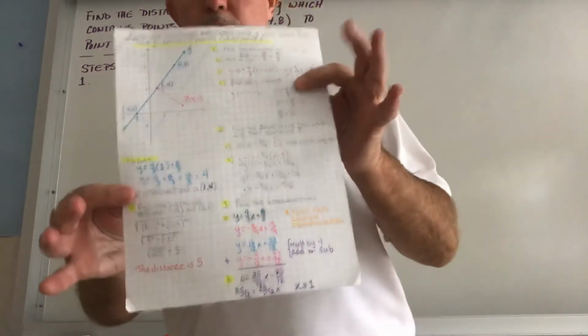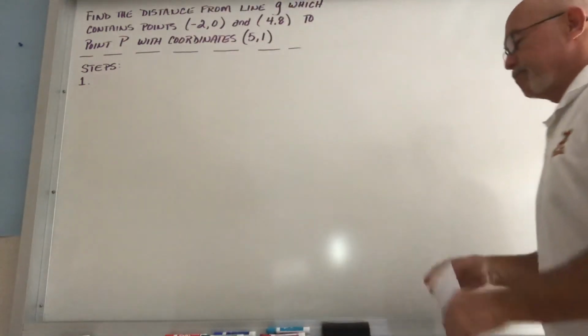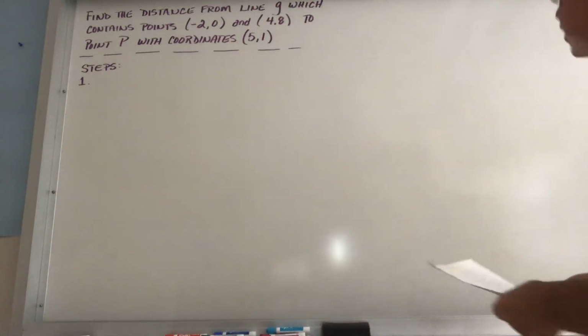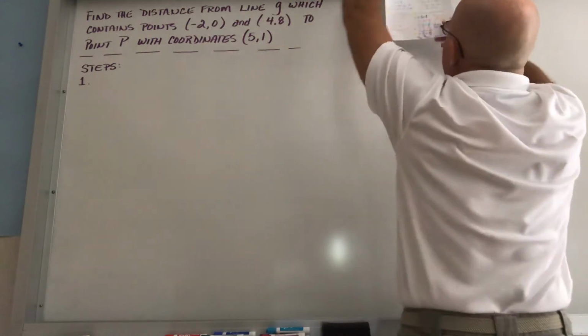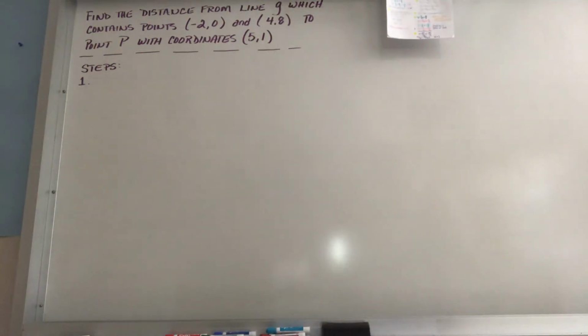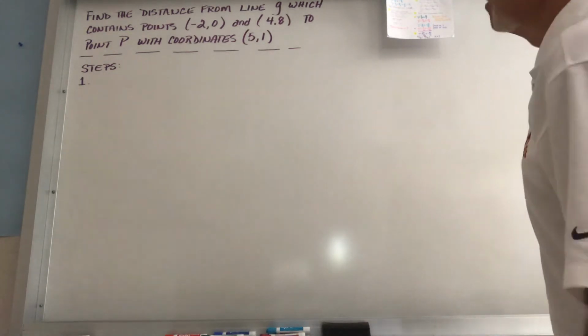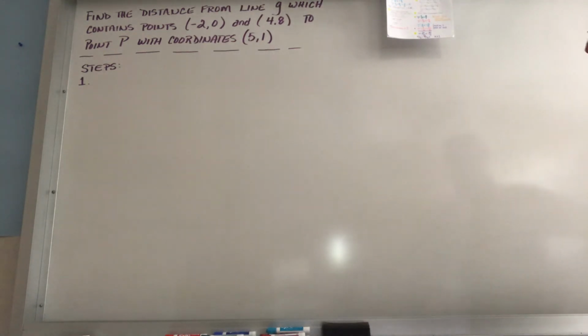Okay, more work, see? Okay, on this particular problem, I'm cheating. I've got a holder. Ha-ha. Okay. First things first, we want to find the distance from line G, which they are giving us 2 points that are on the line, okay, to a point P with coordinates 5, 1.